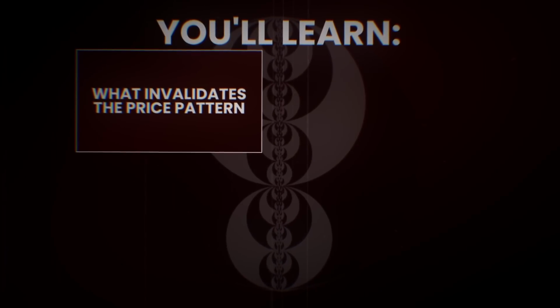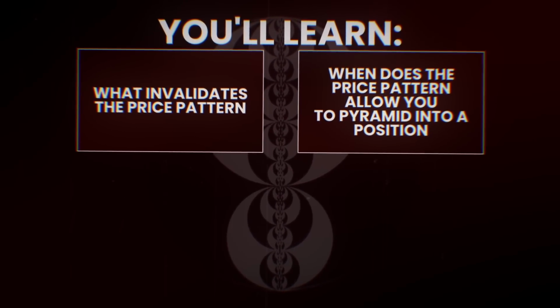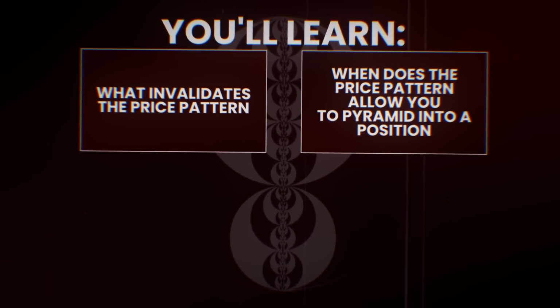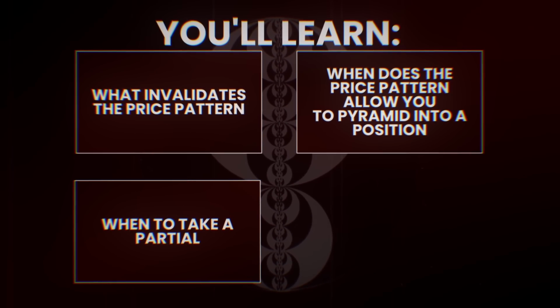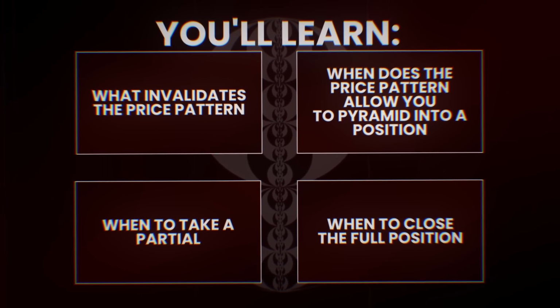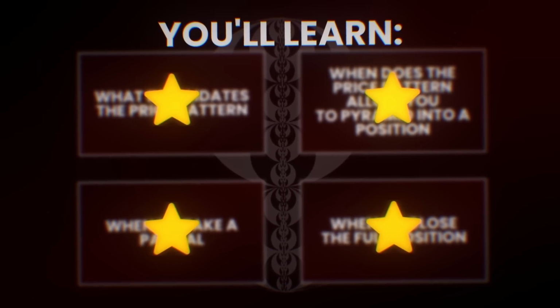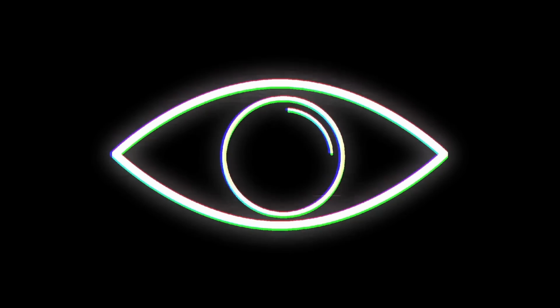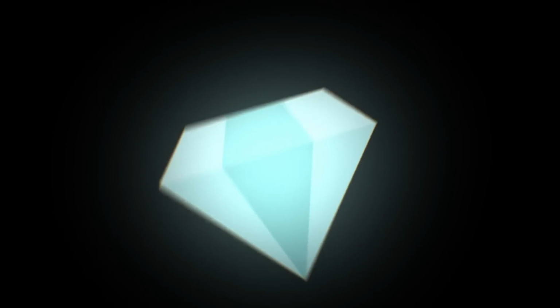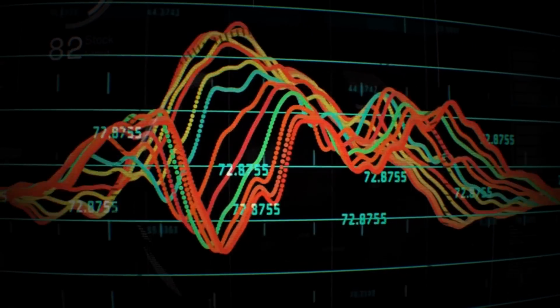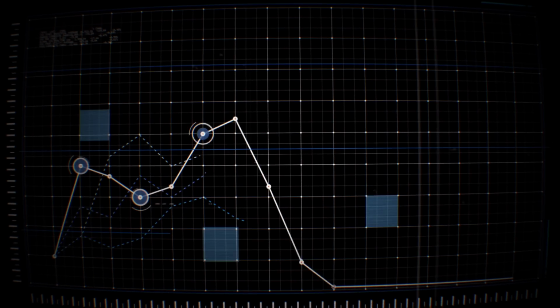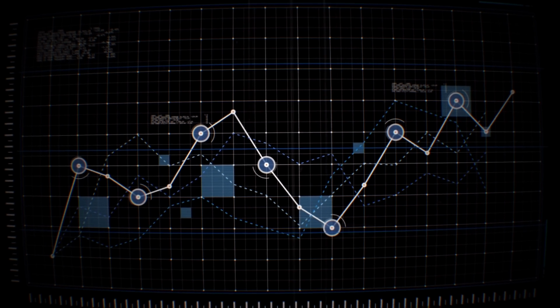You need to understand what invalidates that price pattern from working. You need to understand when that price pattern allows you to pyramid into a position. You need to understand when you should take a partial based on that idea that you have, or when you should close the full position. All these things are very important, but many traders overlook them. And the reason why they overlook those things is because they are not fancy. People want what's fancy. People want what is flashy. But in reality, you should pay attention to the boring and objective stuff.